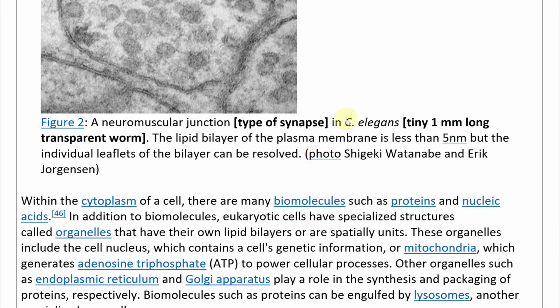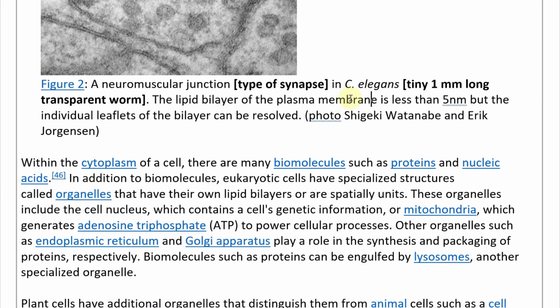Yeah, I just realized that I read this wrong. I read this as S. elegans instead of what it actually is, which is C. elegans. So I'm not sure why I confused the C with an S.